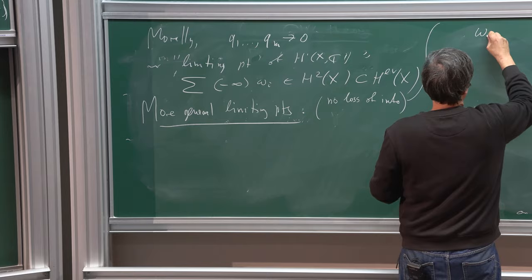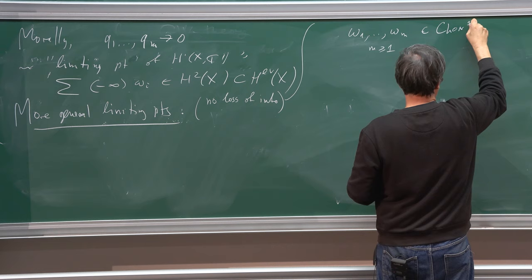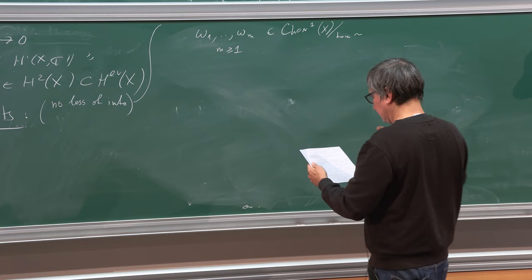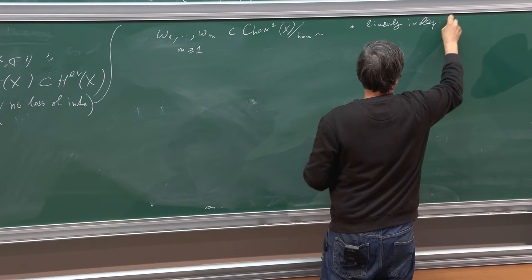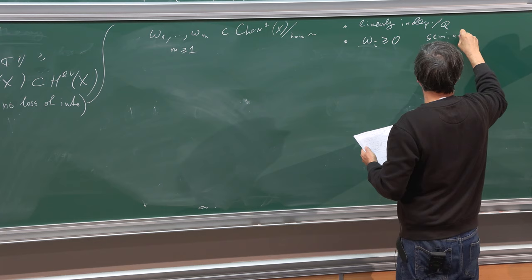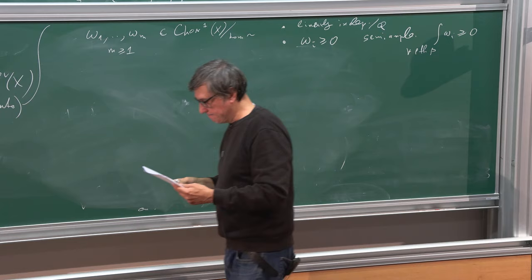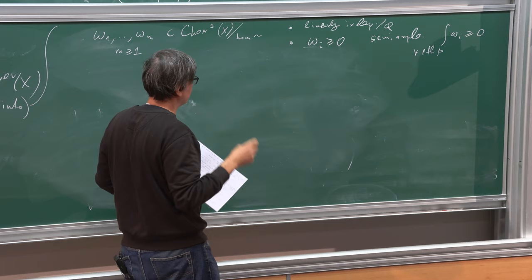We get again at least one class in H^2(X) up to homological equivalence, with the following properties. First, they are linearly independent over Q. Second, these will not be ample, but semi-ample. It means that the integral of any effective class is non-negative instead of strictly positive. Homological equivalence means the image in real cohomology, the Neron-Severi group, and up to torsion.